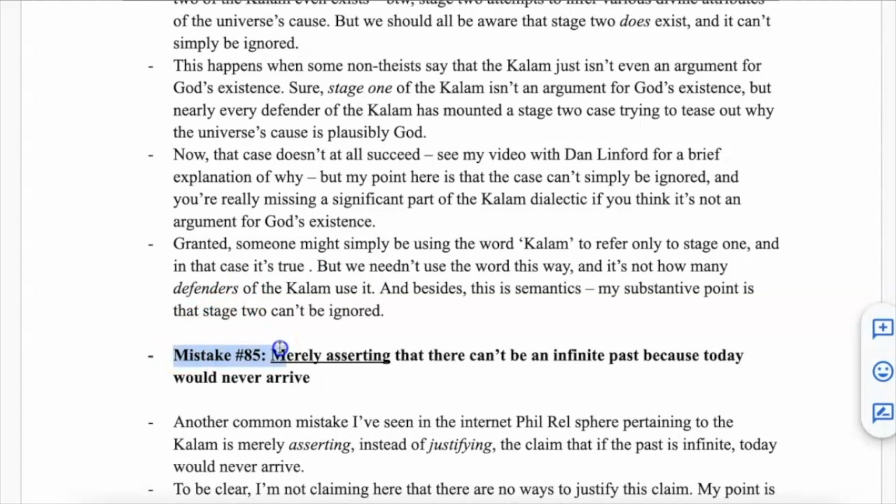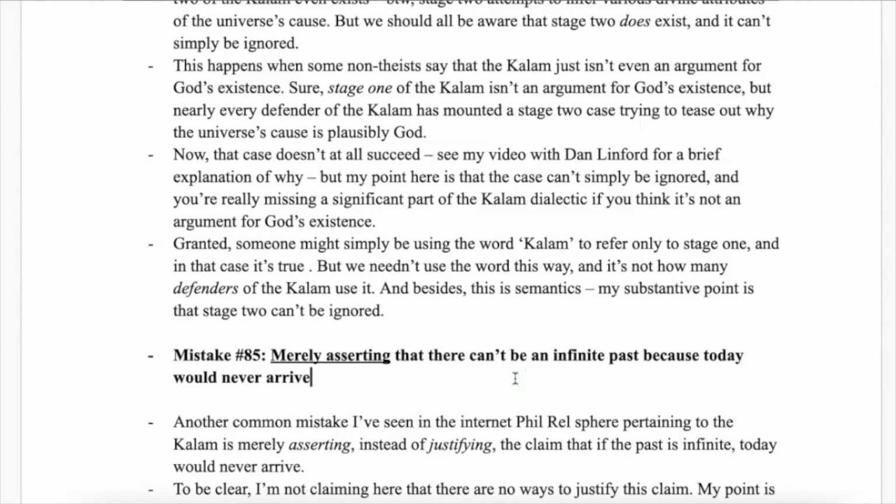All right, mistake number 85, merely asserting that there can't be an infinite past because today would never arrive. And notice that I emphasize here merely asserting. I'm not saying that anyone who makes this claim is thereby making a clear mistake that should be pointed out in a common mistakes series. Instead, what I'm saying is a mistake, and a clear mistake, and a common mistake in my experience, is people merely asserting that there can't be an infinite past because today would never arrive.